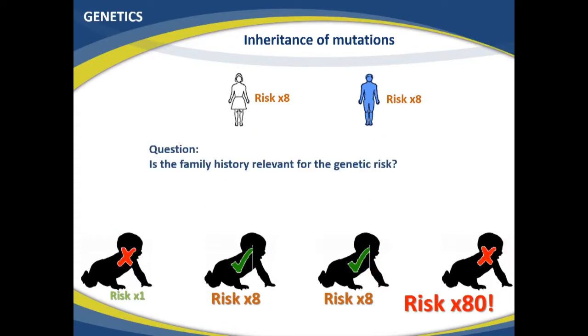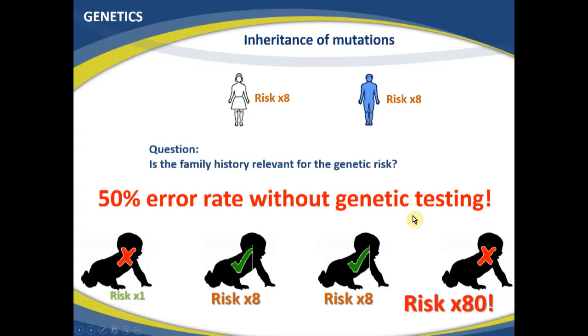Now the question, if you said, why do a genetic test? Let's just look at my family history. If you assume that you are the same as your parents, this baby is going to have made the wrong conclusion. It has an 8-fold lower risk than its parents. Those 2 will be correct. They have the same risk as the parents, and this child has a 10 times higher risk. So really, by assuming you're the same as your parents, you have a 50% error rate.